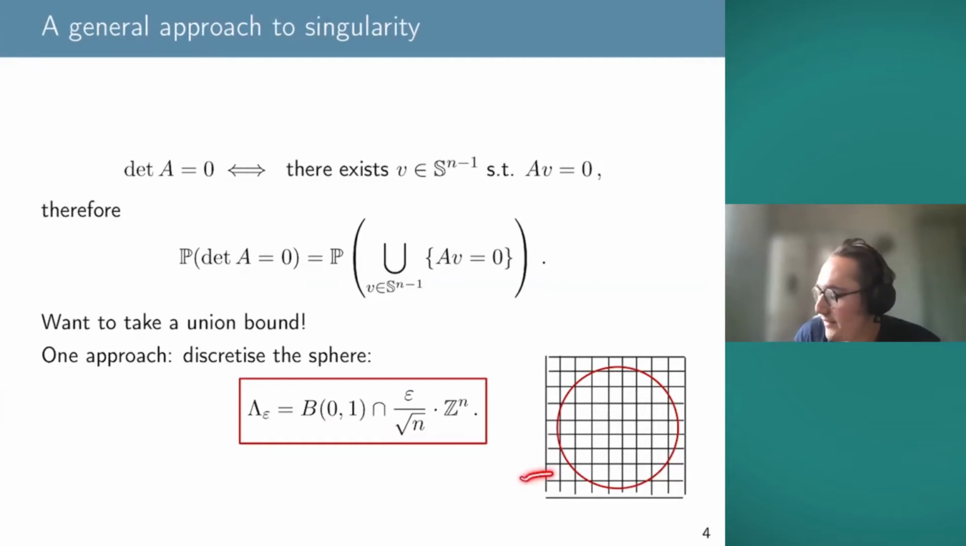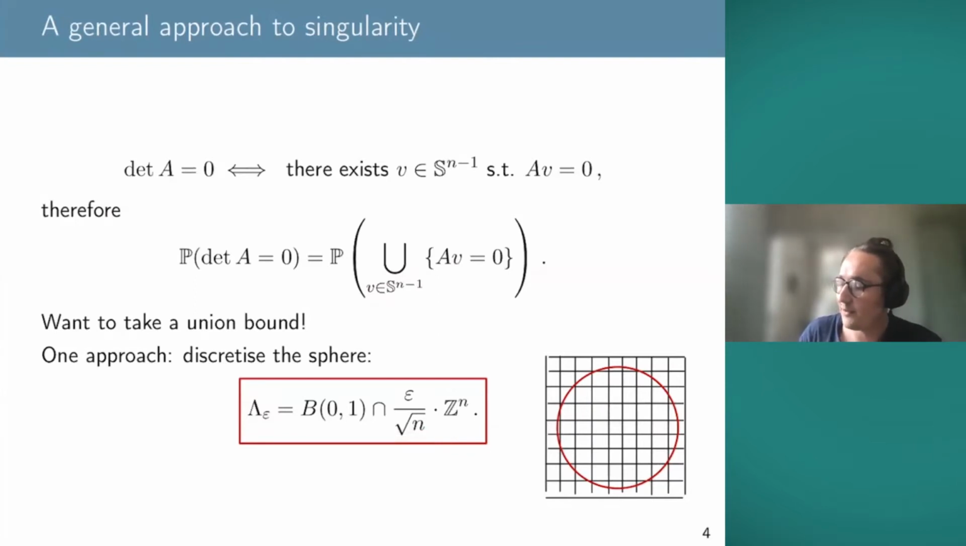So here's my fancy picture in 2 dimensions of us discretizing the 2-dimensional ball. Now I'm going to try and replace the unit sphere with my discrete ball. And once I've done that, it will at least make sense to try and do a union bound, right? This is a finite set. Okay, so that's the first vague step.